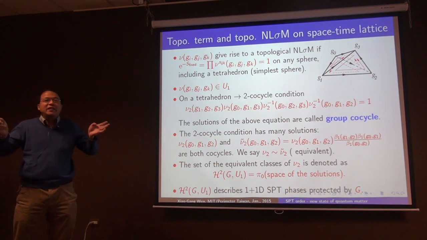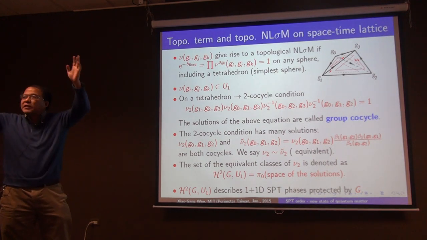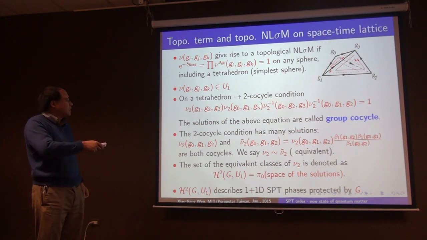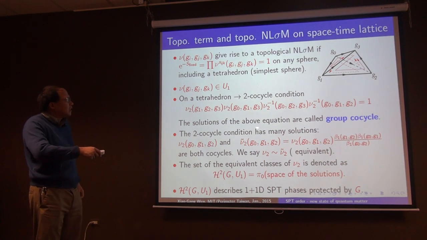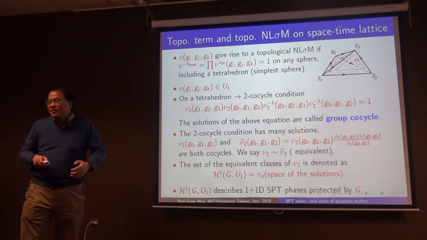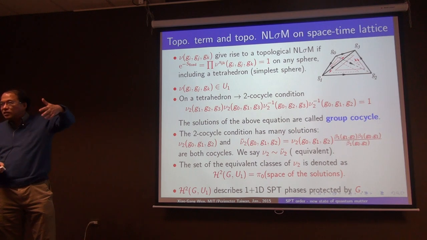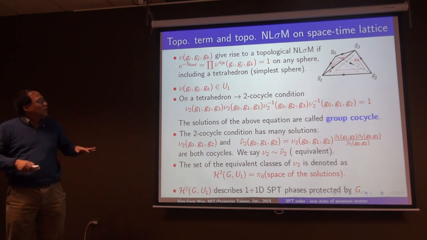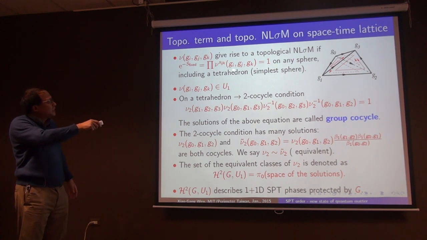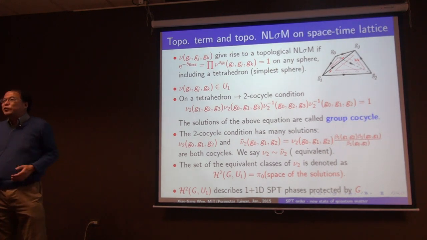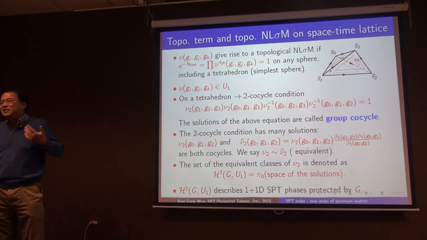I will try to find solutions of this big set of nonlinear algebraic equations to see whether we have a solution or not. Then the solution set of this nonlinear algebraic equation is called the cohomology. Then for every solution, it looks like we have a non-trivial topological term, and that's it.